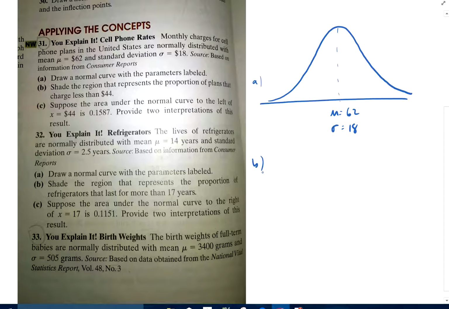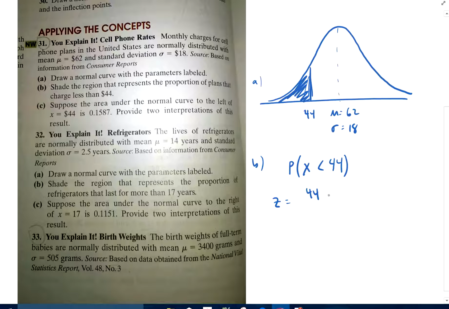B, shade the region that represents the proportion of plans that charge less than $44. So there's 44. So we want to find that area. The probability that a piece of data, in this case a cell phone plan, is less than or equal to 44. I think it says less than, but it doesn't matter if I say less than or equal to or less than, because this area is still the same. Well, let's find the z-score.